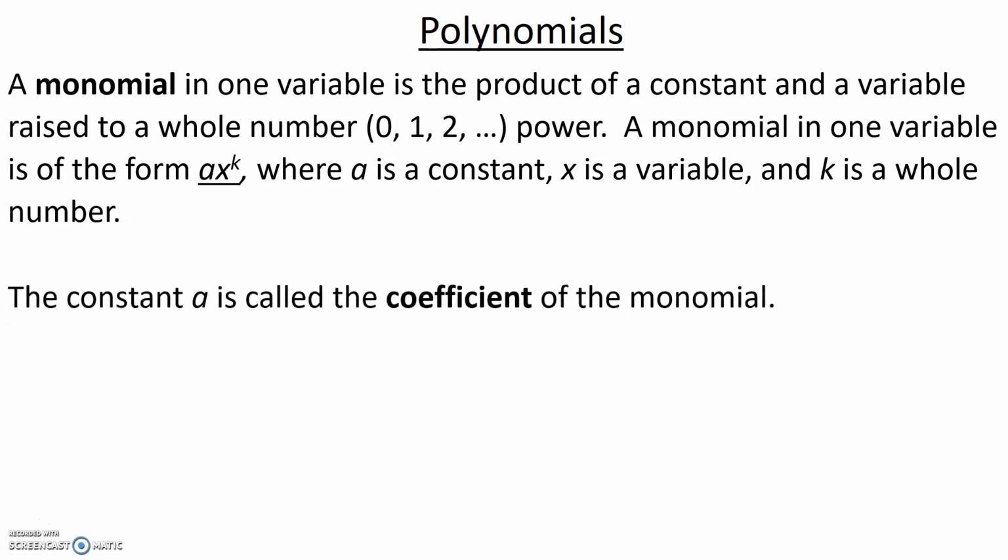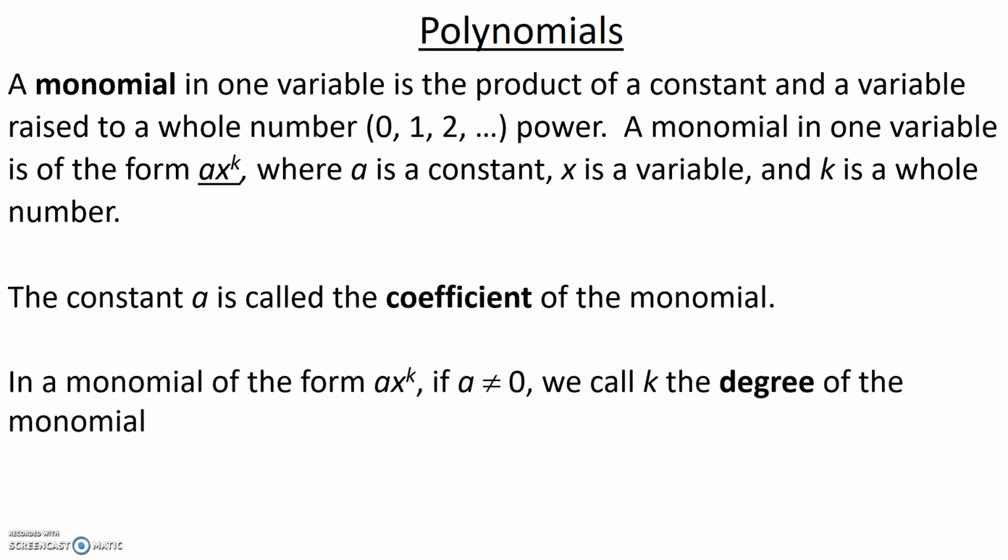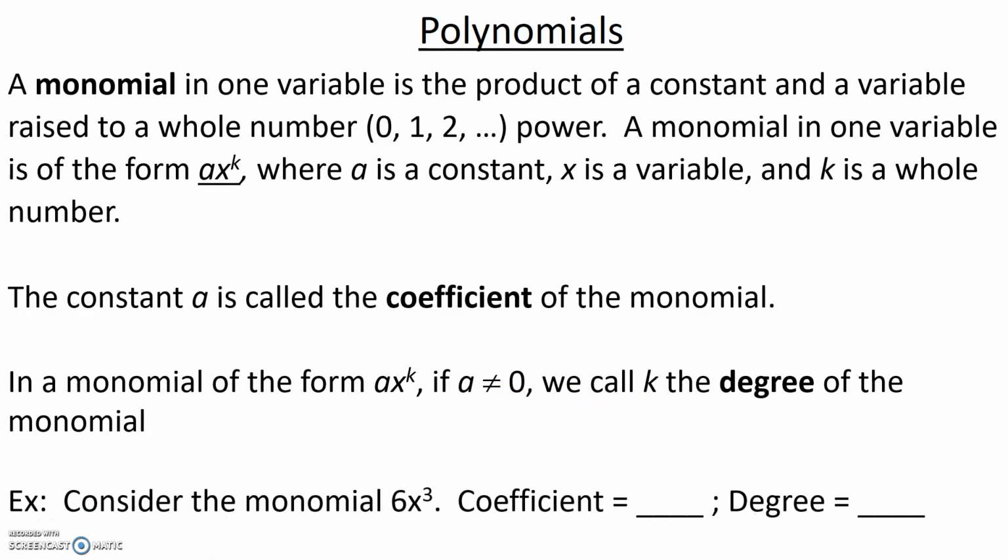The constant a is called the coefficient of the monomial. In a monomial of the form ax to the k power, if a is not equal to 0, then we call k the degree of the monomial. For example, consider the monomial 6x to the third power. The coefficient is a constant, which is 6, and the degree is the exponent, which is 3.